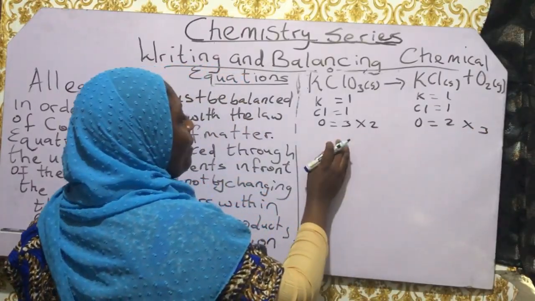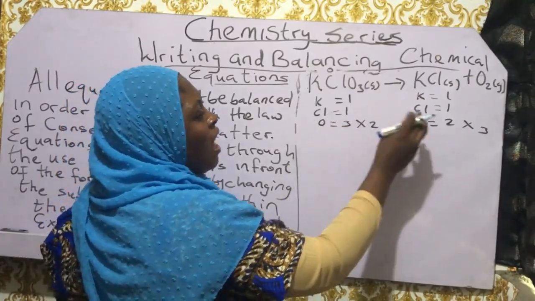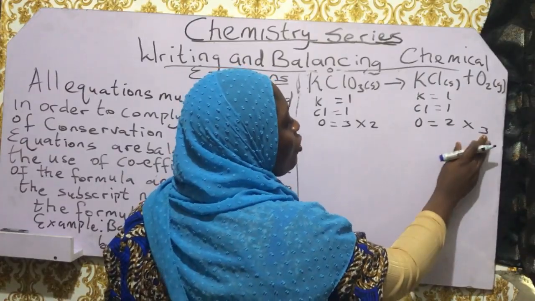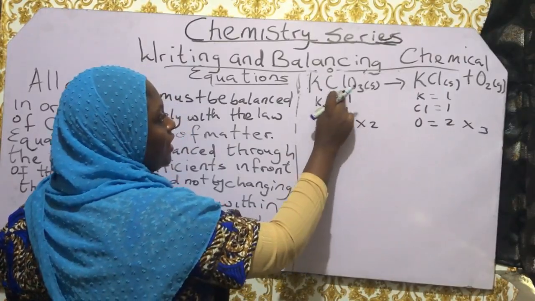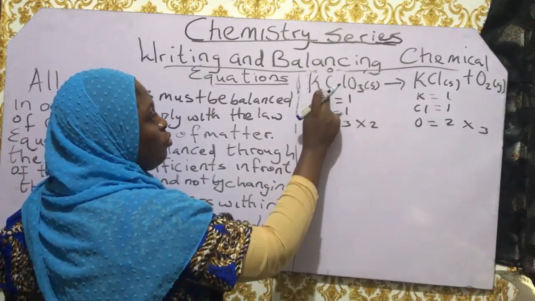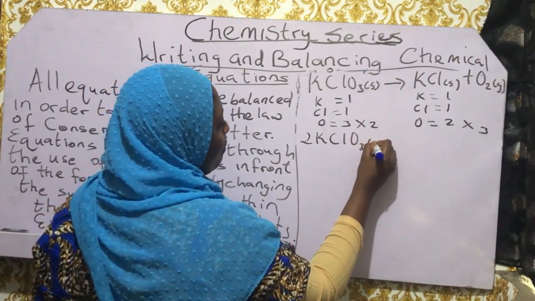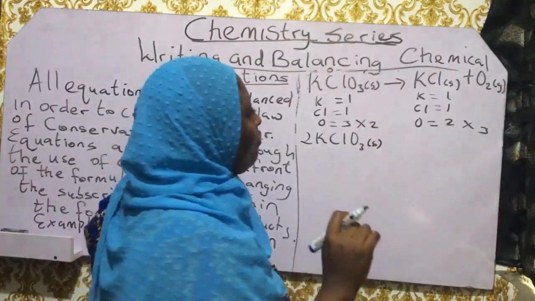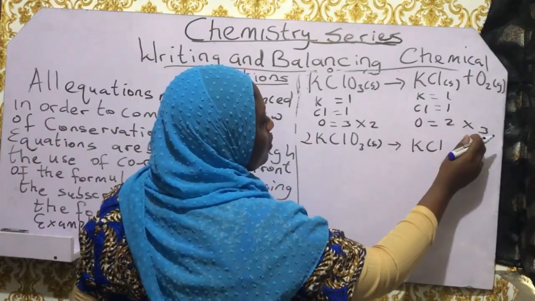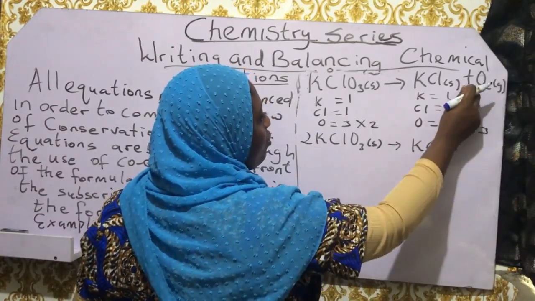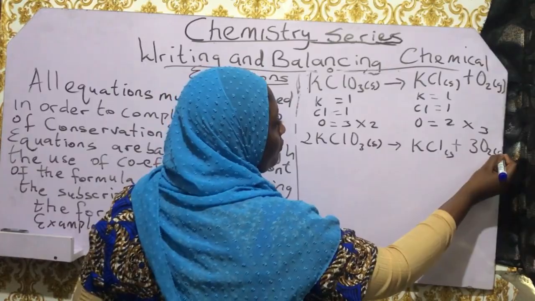So let's see. Wherever I have oxygen in the reactant, I'm going to put 2 as a coefficient, and wherever I have oxygen in the product, I'm going to put 3 as a coefficient. So let's go. I have oxygen here, so I'm going to put 2 as a coefficient. So you have 2 KClO3 solid. Remember, the equation tells us the state of the reaction. KCl still 1, plus here you have 3. Here you have oxygen, so it's going to be 3O2 gas, and this is solid.